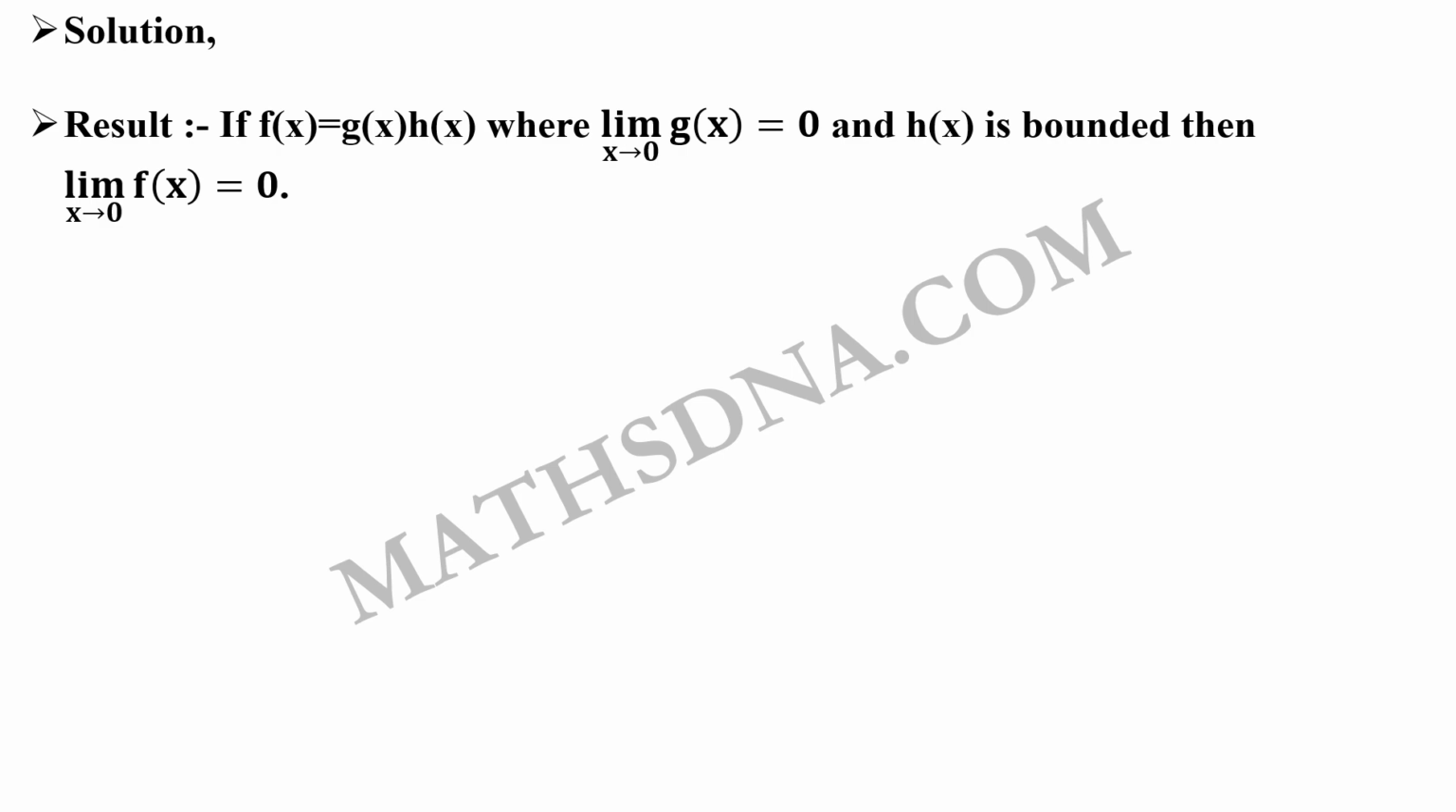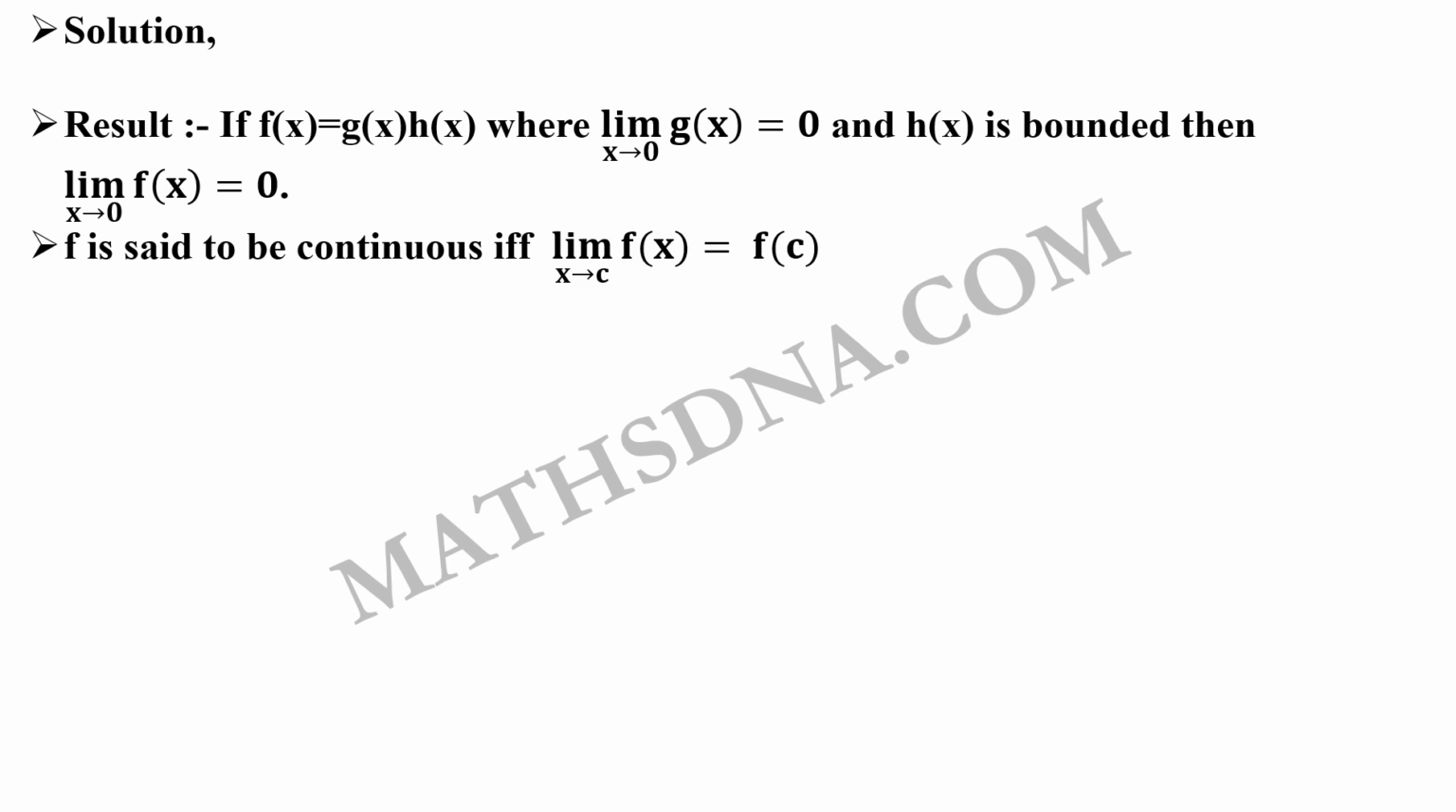To solve this question, we will be using two results. The first one: if f(x) can be written as g(x) into h(x), where limit x tends to 0 of g(x) equals 0 and h(x) is bounded, then limit x tends to 0 of f(x) will also be equal to 0. And the second one: f is said to be continuous at c if and only if limit x tends to c of f(x) equals f(c). These two results will be helpful to us in solving the given question.